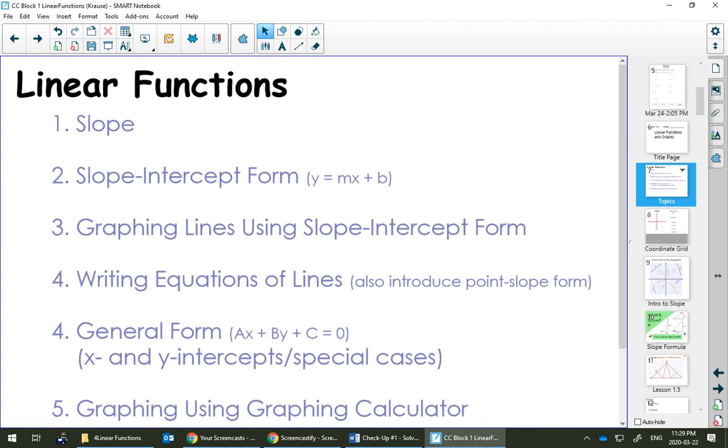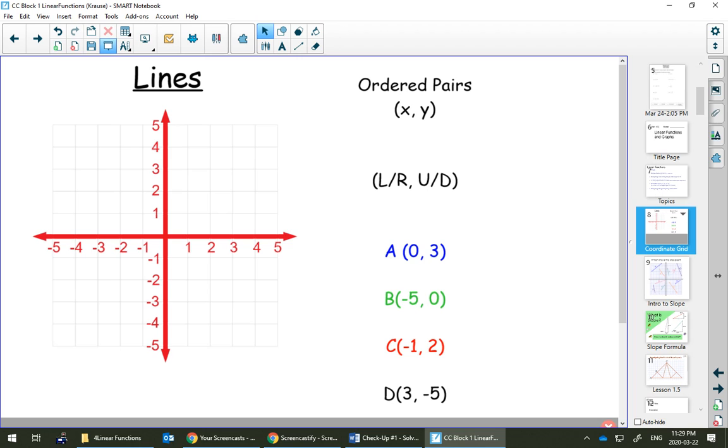And if you notice, I have the graphing calculator at the bottom. It's very important that you're able to do all of this work without a calculator. The calculator is just there as a tool to check your work. All right, so I will go over the calculator, but I'm going to put that at the end of the unit.